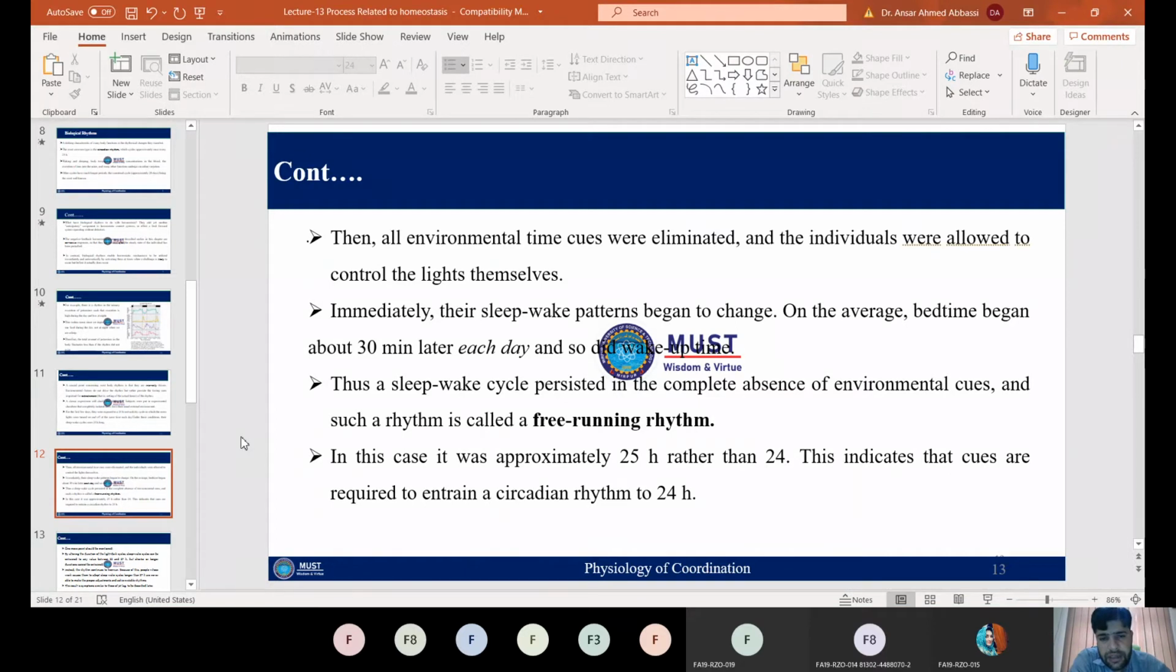Immediately their sleep-wake pattern begins to change. On average, bedtime began about 30 minutes later each day, and so did wake-up time.